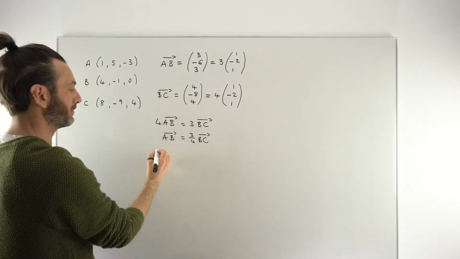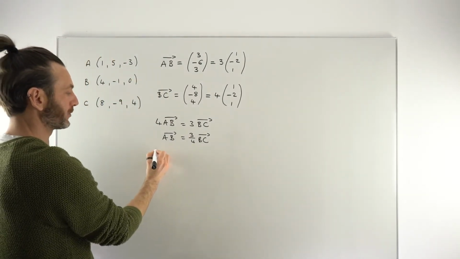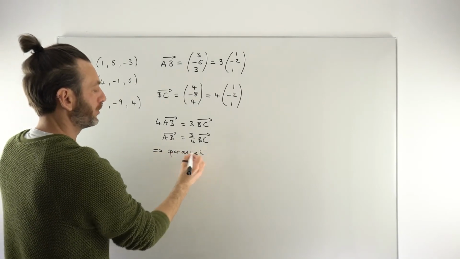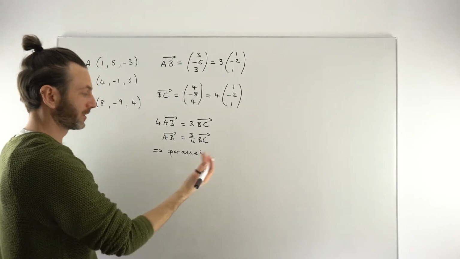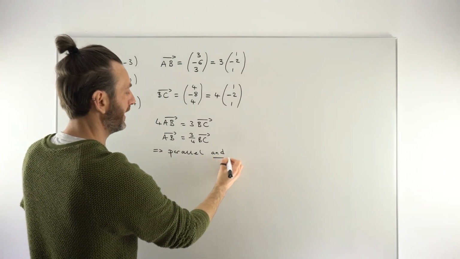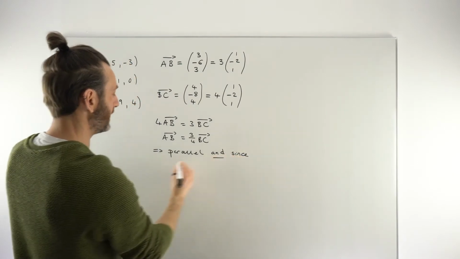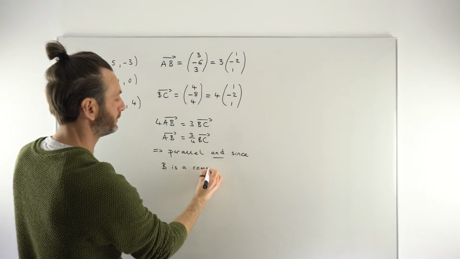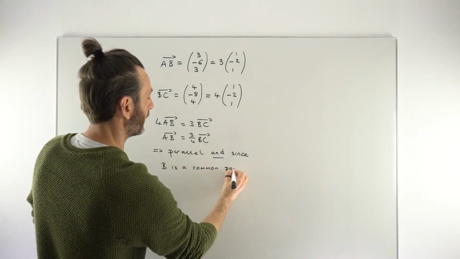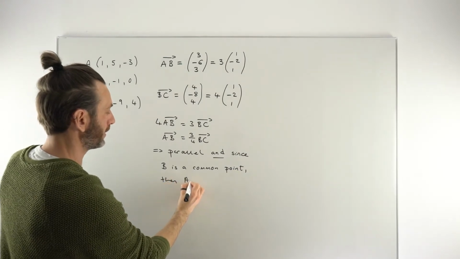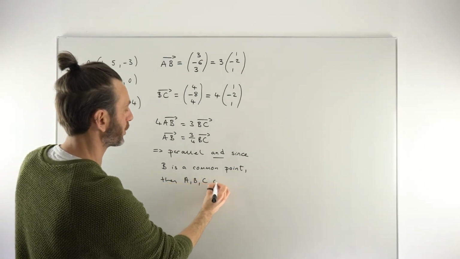You would need to make a statement, something like, so this implies that the vectors are parallel. You would want to write that out more fully. I'm just going to save a bit of time, but this implies that they're parallel, and this is a key point, and since B is a common point, then A, B, and C are collinear.